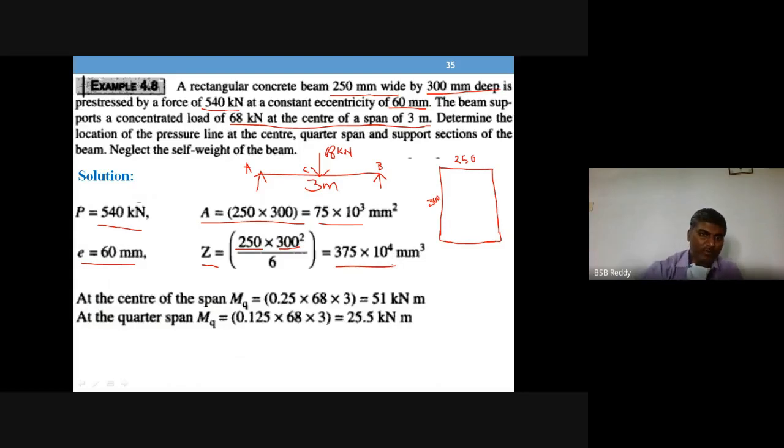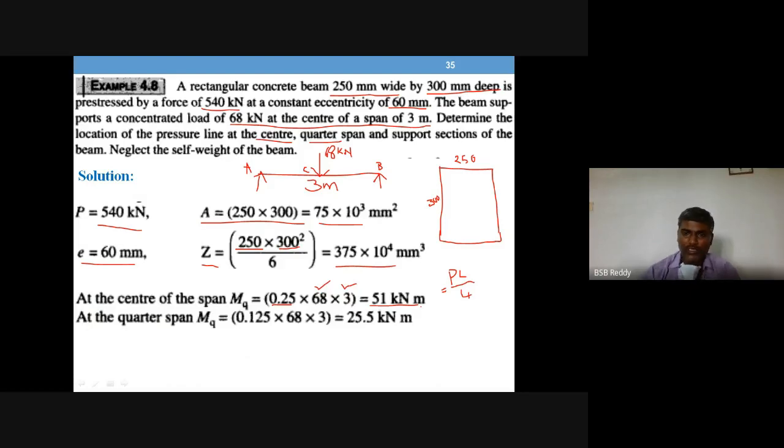Now the bending moment values, at center and quarter span. The moment at center is P L by 4. So P is 68 kilonewton, L is 3, and 1 by 4 is 0.25. So that is about 51 kilonewton meter, the bending moment at center.